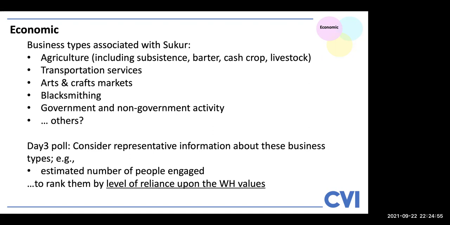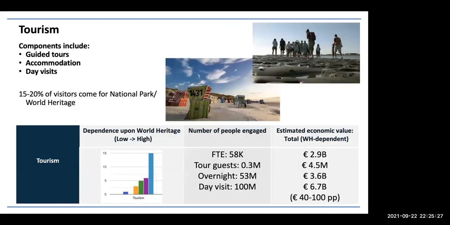Rank these different business types from the most reliant upon the World Heritage values to the least reliant upon World Heritage values. Some of the background information that you might consider could be the estimate of the number of people that are involved in a business type. That might help to inform you about the process. Let me give you some examples from previous applications that speak to this.